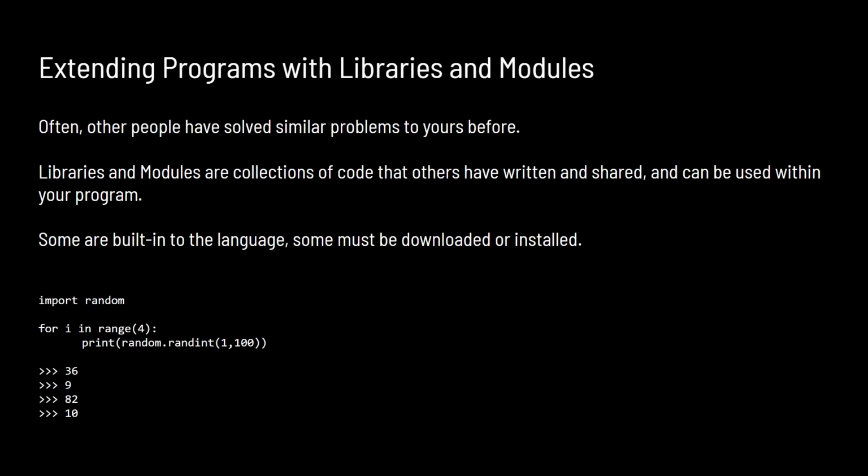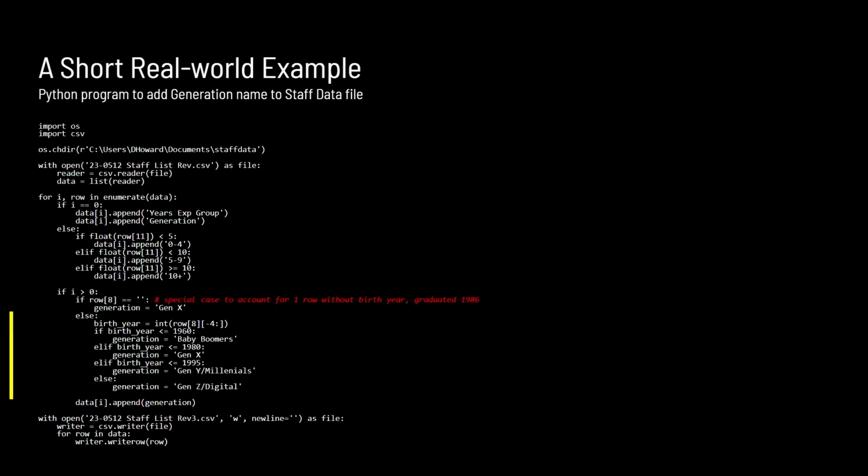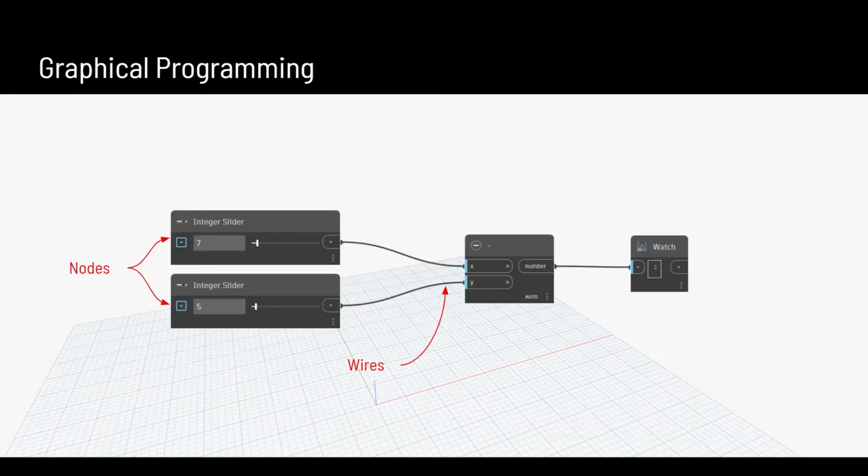Often other people have solved similar problems to you, so a lot of your code can just reference other people's code, and you don't have to do everything from scratch. This is a short example of some code that I wrote to process some Excel data, to say based on our entire staff list and their age, what generation were they? Because we're doing some demographic studies for an annual meeting. OK, so that's the text part.